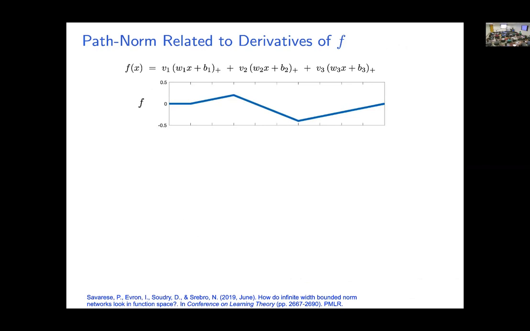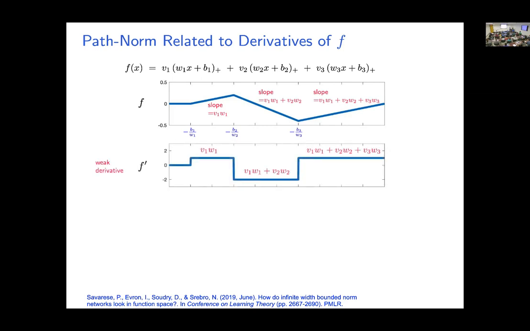Here I'm showing a really simple function that has just three of these neurons in it. One neuron turns on, another one turns on, and the third one turns on, and it looks like this little function. So what are those different slopes? The slope is first V1 times W1, then that plus V2 times W2 when the second neuron turns on, and then you have the third neuron's contribution. They add up this way.